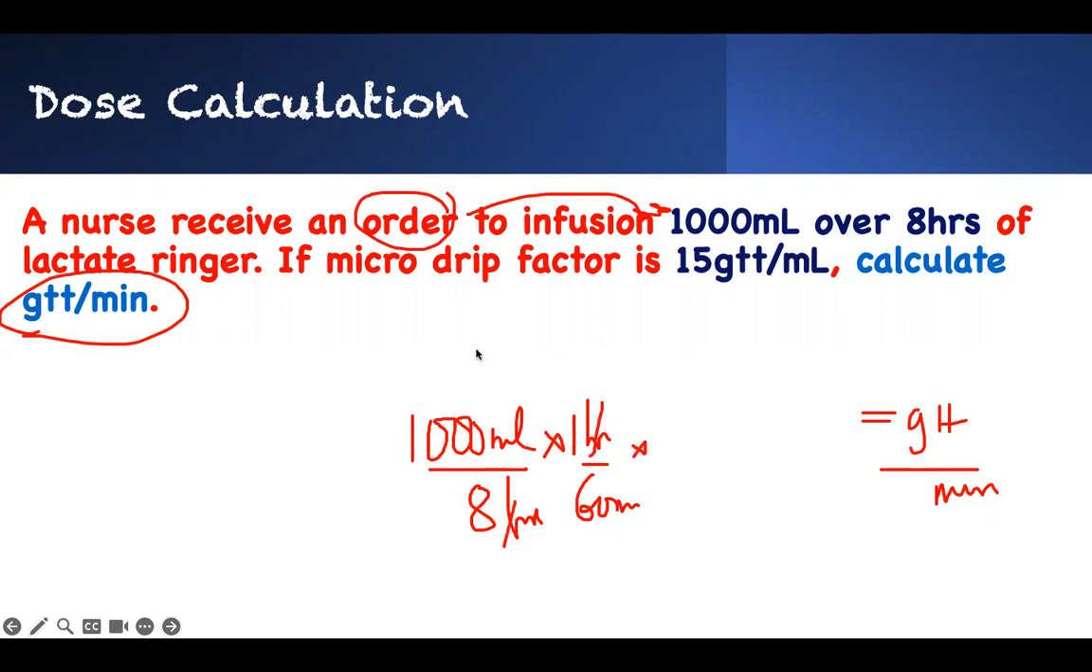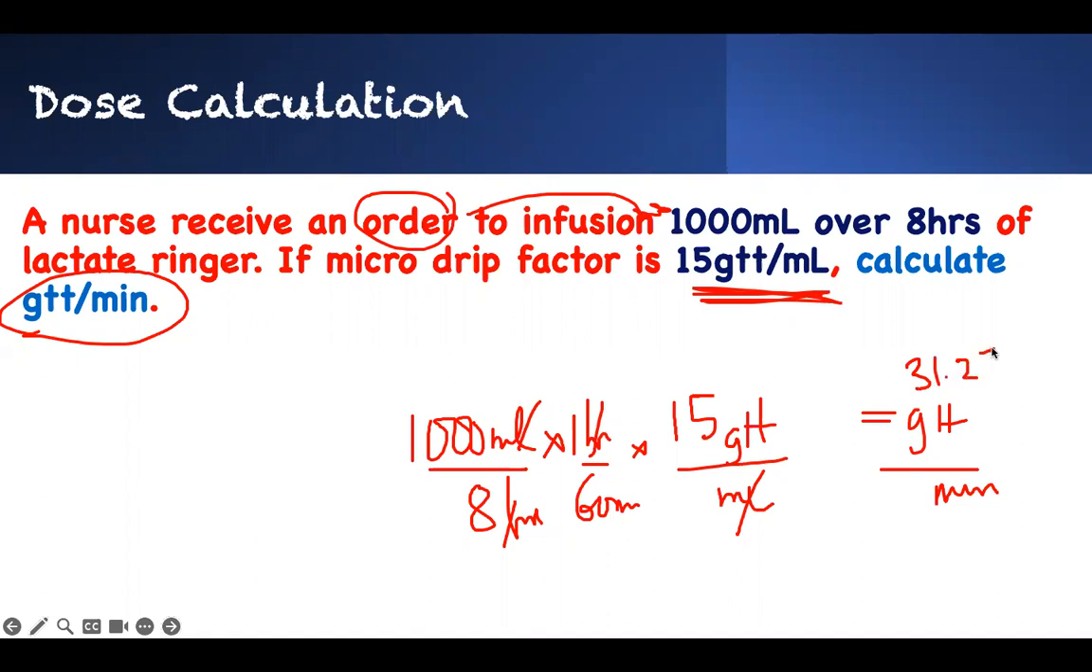Now available is the drip rate they've given you. Your drip, GTT, has to be on top, so I will leave it that way. 15 GTT, that's the drip, over ml. And I see ml cancel, and you can see you have drip per minute. So we have 31.